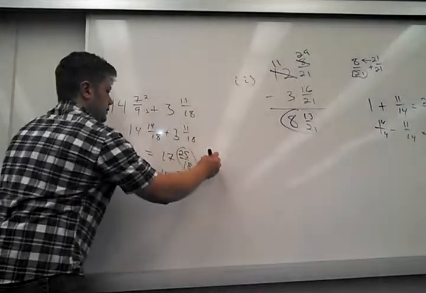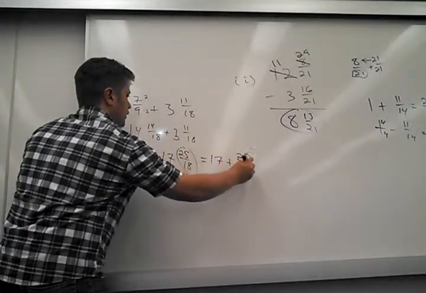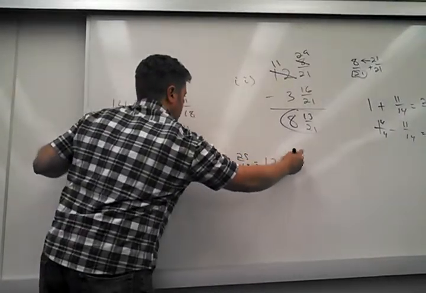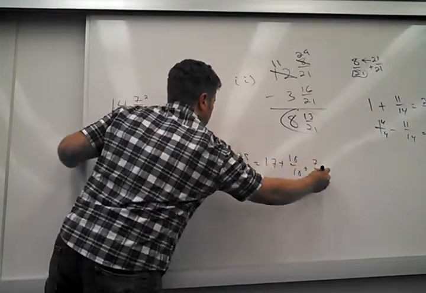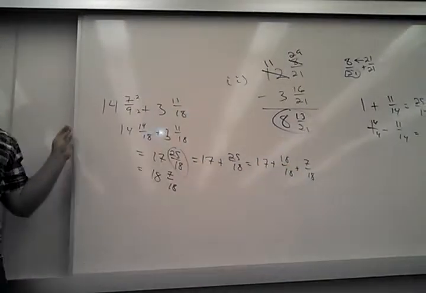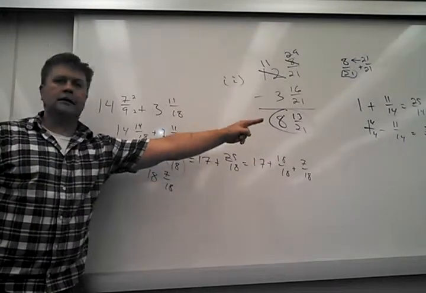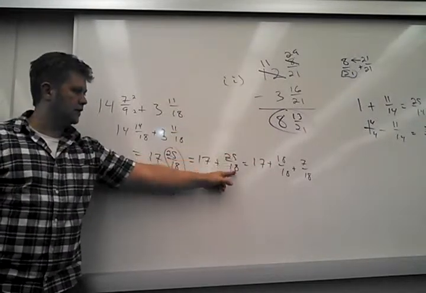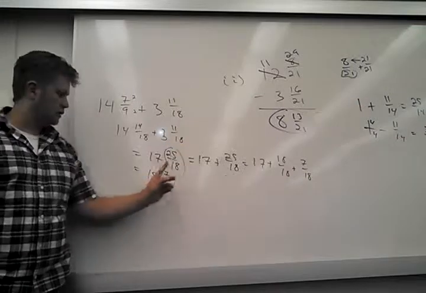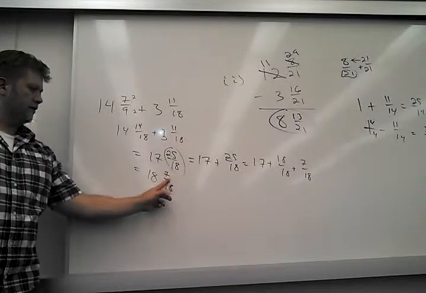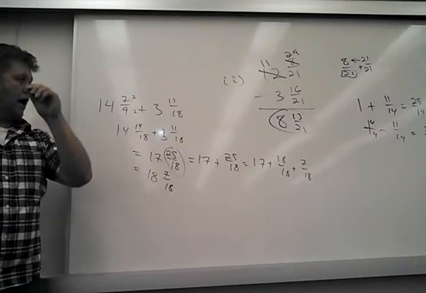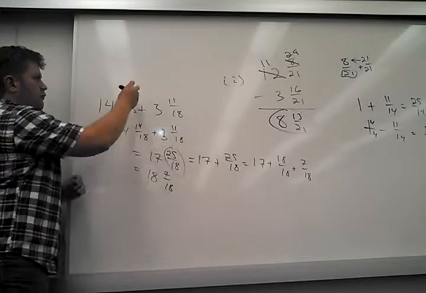Because if you really analyze it, 17 plus 25 over 18 is 17 plus 18/18 plus 7/18. If you break it all the way down, 25 is 18 and 7. Why did I pick 18? Because it's 18/18, so that would be a full 1. That's the one that comes over here. 7 left over. Now how could you eliminate all that problem from the very beginning?